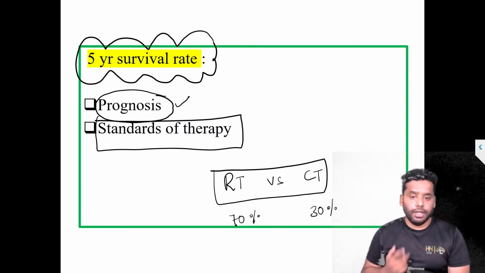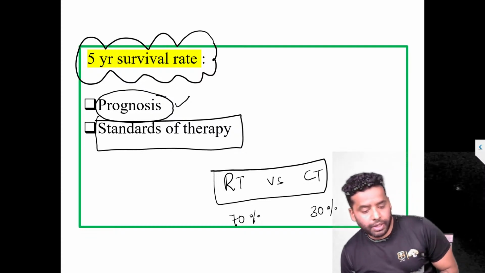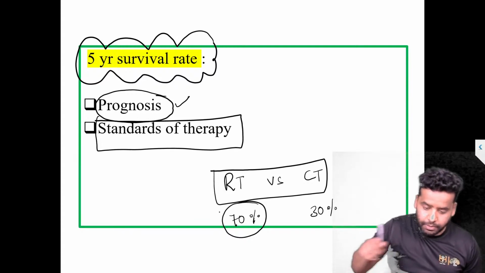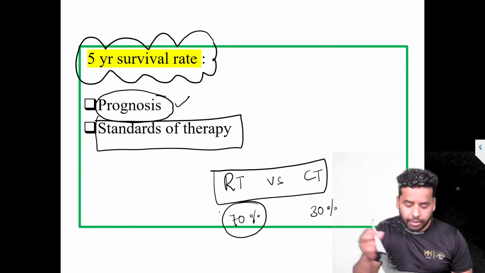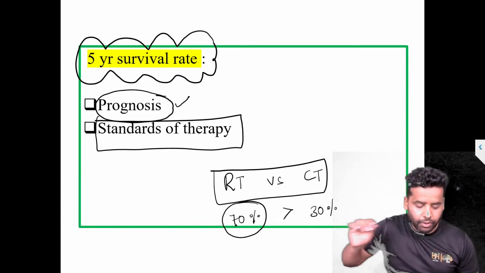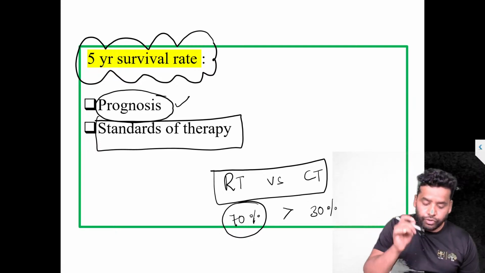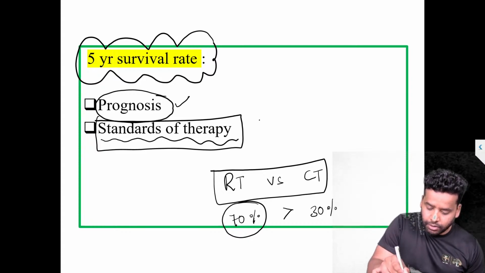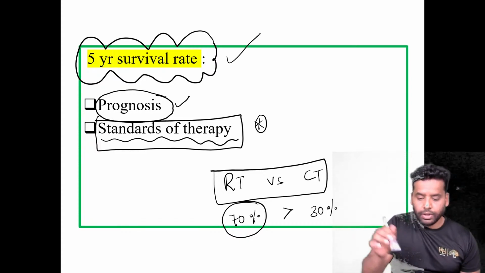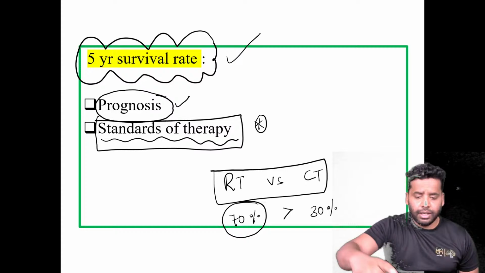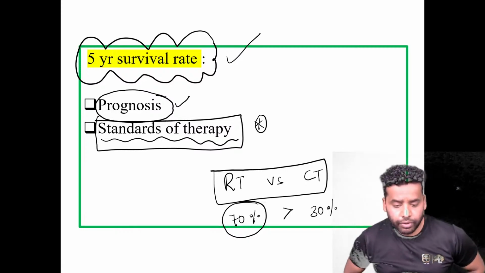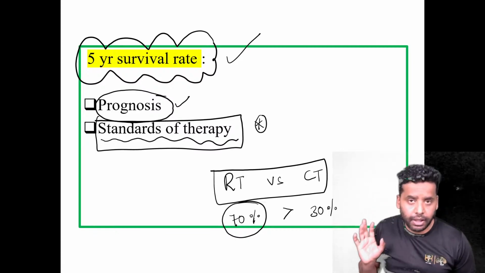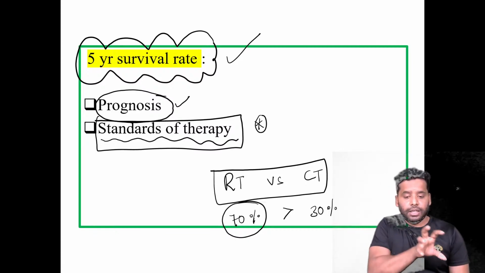A study was done in cancer patients using radiotherapy and chemotherapy. Using radiotherapy, if the 5-year survival rate is more, 70%, that is comparatively better. Like this question was framed. Which of the following is used as a yardstick, means a measurement method, for comparing standards of treatment? Again, I'm telling in terms of cancer only.